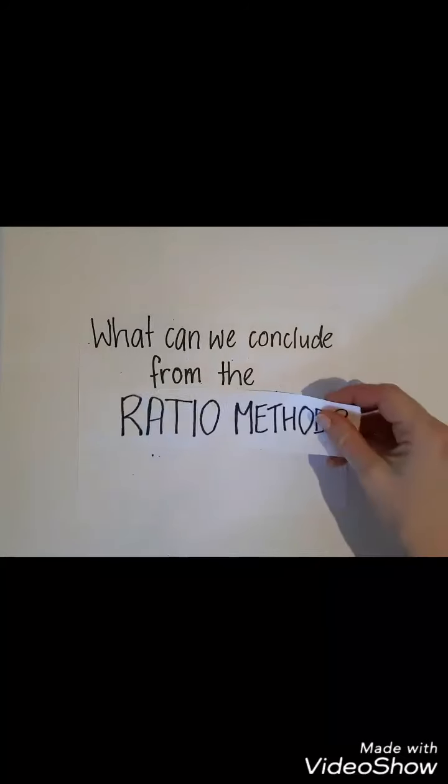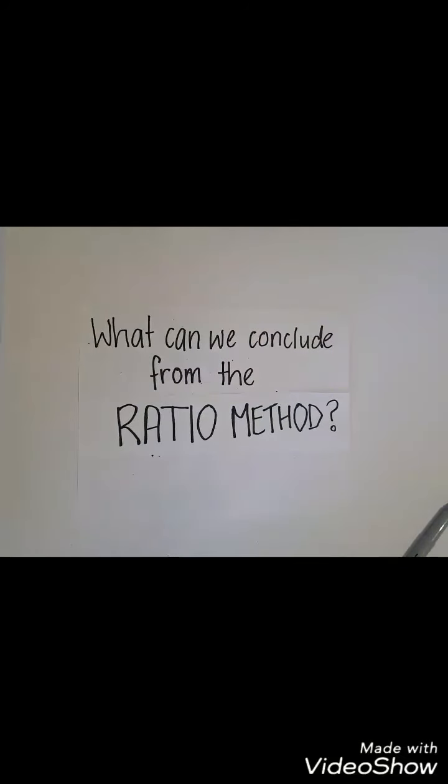What can we conclude from the ratio method? Samantha. Each triangle is a right-angled triangle. Great thought, Samantha. Can anything else be concluded? Max. Two angles are the same for each triangle, and the ratios are telling us that the sides are proportional, so these are similar triangles. Great deduction, Max.